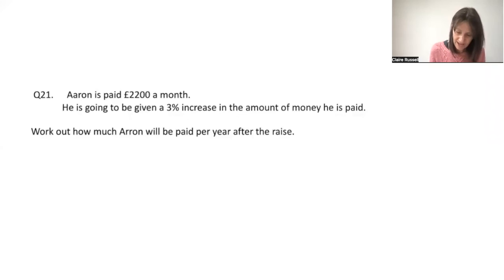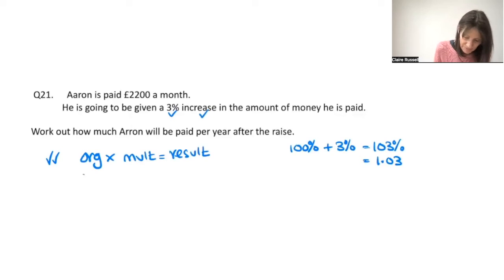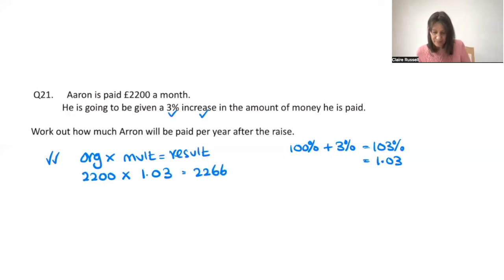Okay, so we have a percent and an increase. So it's another 2-tick question. This time with an increase, we are adding on. And 103% as a decimal is 1.03. So we've got 2200 times 1.03, which gives me 2266. Now, be careful. Make sure you read the question.